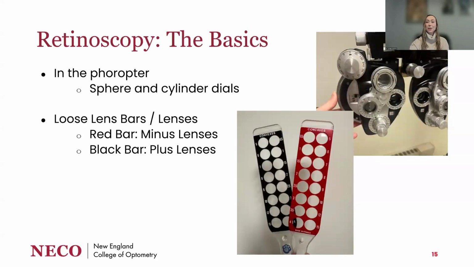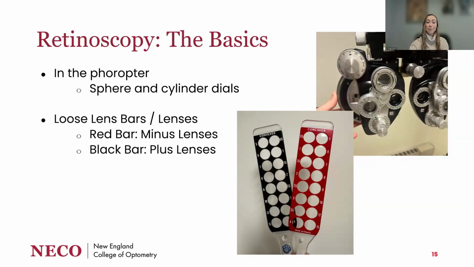We will go over the procedure of retinoscopy and multiple ways that we can do this. One is in our phoropter, where we use our sphere and cylinder dials to neutralize both meridians as we use our retinoscope. The phoropter would be placed in front of the patient's eyes. Another option, which I like to use for vision screenings and on pediatric patients, or those who cannot have the phoropter placed directly in front of their eyes, are loose lens bars.